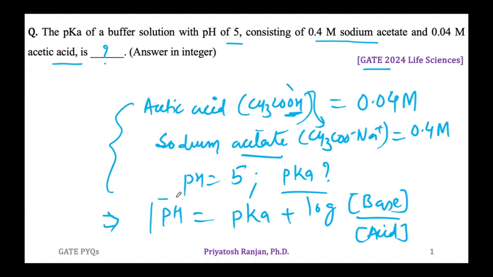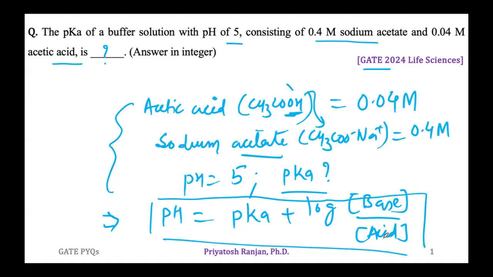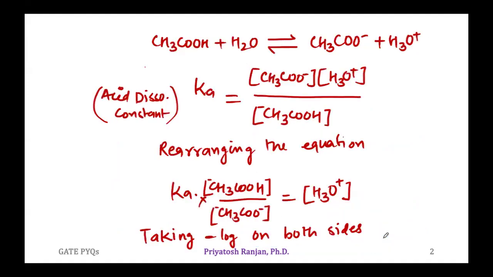But before that, one should know how to derive this equation. There is no need to memorize. It's a simple equation and we'll see how to derive it. So let's have a look. What I have written here is the ionization of the weak acid at equilibrium. Now this is the acetic acid. It's a weak acid and we'll see why. And this is its conjugate base, which is acetate.